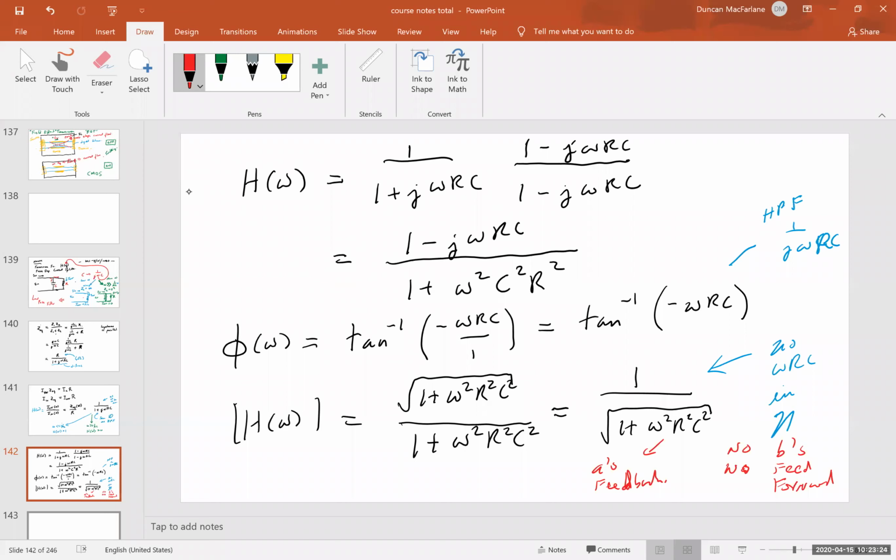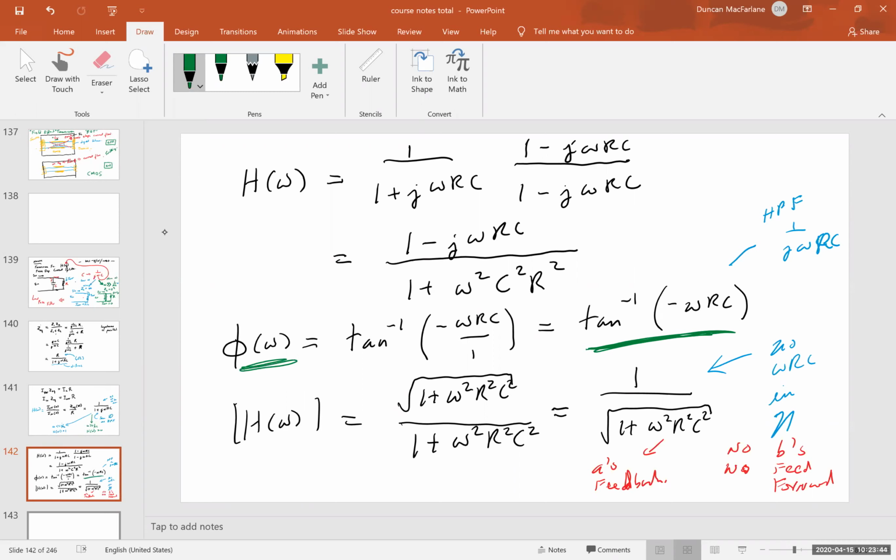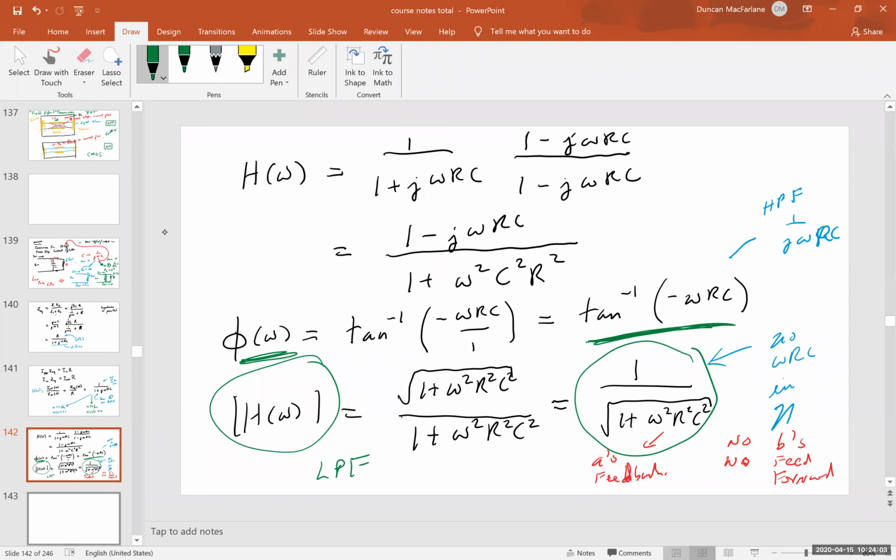All right, so that's where we need to be for the next step, which is I want to go back to the Excel spreadsheet and show you how to plot that. The things to plot are this function for the phase and this function for the magnitude. And what we're going to see is a low pass filter. So let's just run to our Excel spreadsheet. We're going to do this coding correctly.